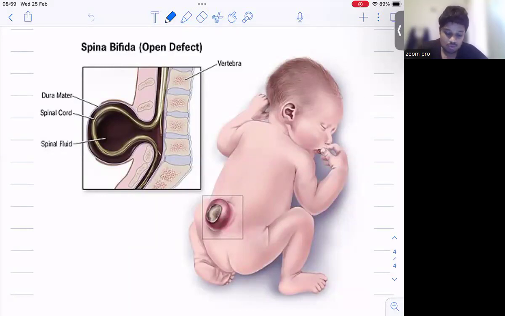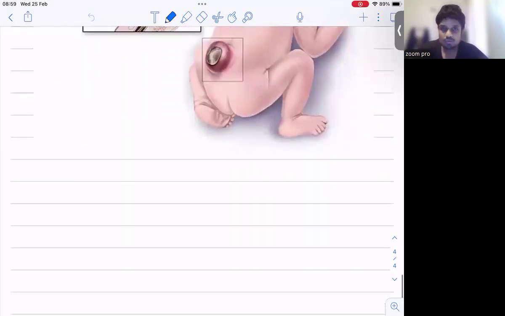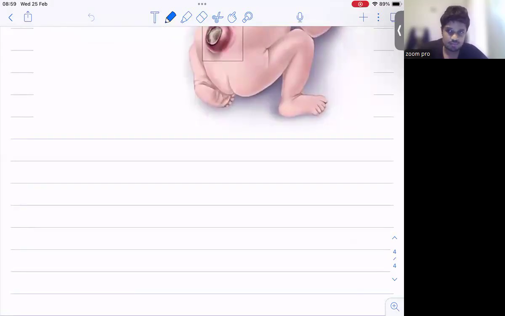Now, how to do the short case examination. In a short case, if you are asked to examine a child who is coming with meningomyelocele, how are you going to approach him? It's good if you start examining from the back. So the first step is to examine from the back. What should you look for?